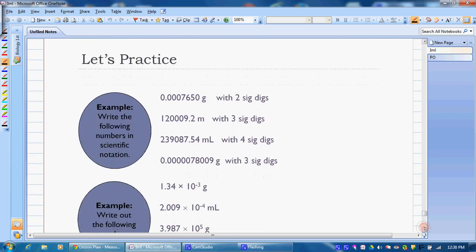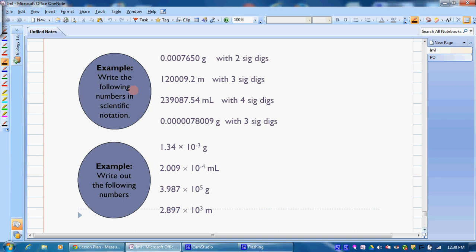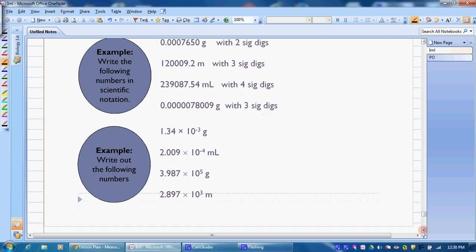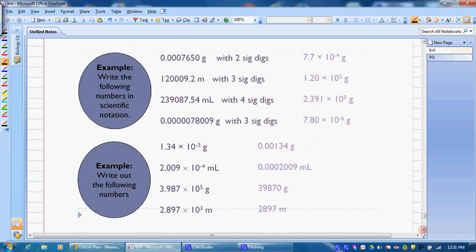So again, let's try one more time. Pause your video. Here you're writing with a certain number of significant digits. Here you're writing them out in long form. So pause, write your answers, and then check. And here are your answers this time.